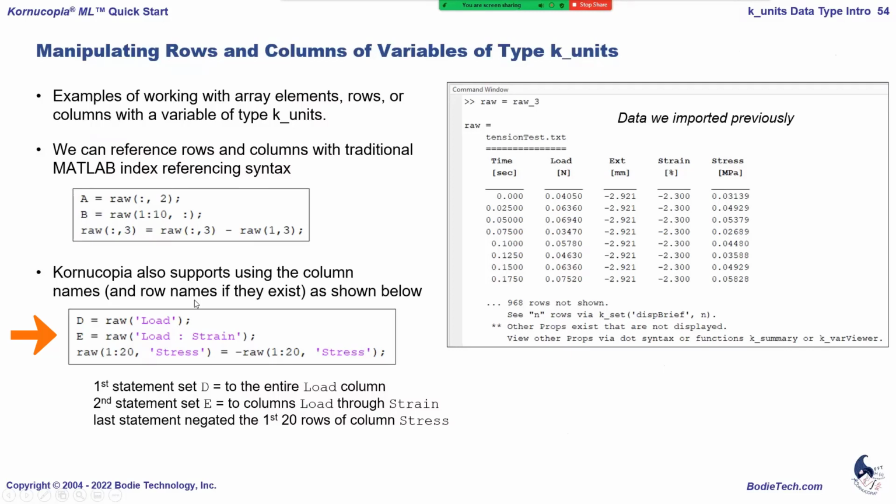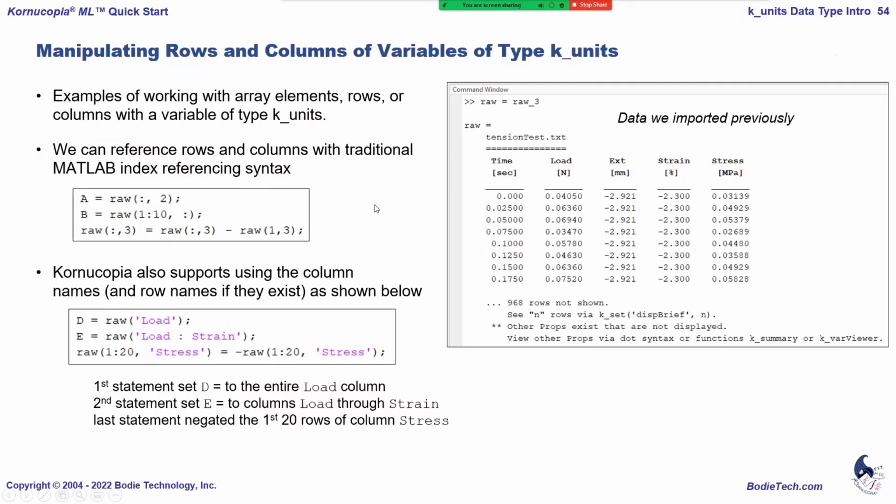The second syntax depicted is setting the variable E to all the columns ranging from load to strain in the variable raw. This type of syntax can come in handy with arrays of many columns. The last statement shown operates on rows 1 through 20 for the column named stress. The point of this is you can do stuff like you do normally in MATLAB, or you have additional abilities to reference by column names. And if there were row names, you could also additionally reference with row names as well.